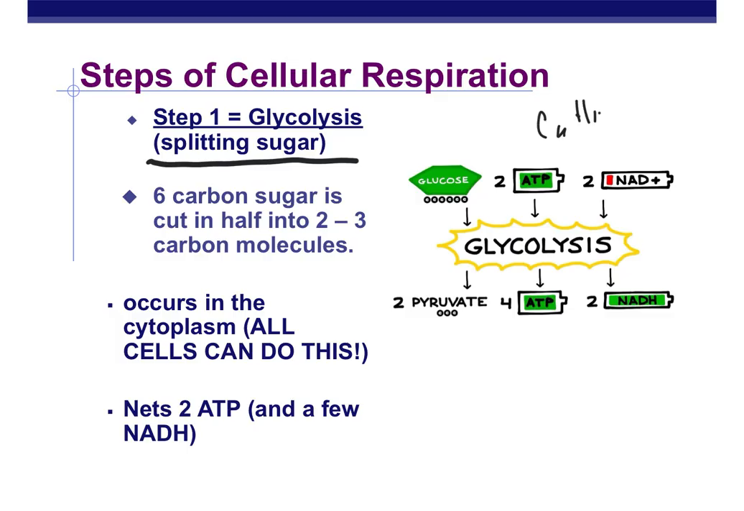C6H12O6 and essentially breaking it in half. And as a result, the energy that was stored within the carbons of that glucose is used to, number one, create 4 ATP. Now, we had to add ATP to get ATP, so we end up getting a net of 2 ATP.